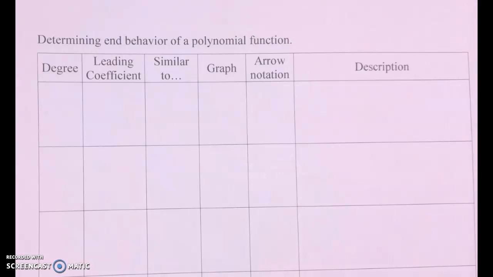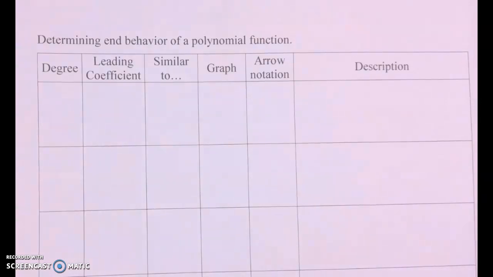Anytime that we're talking about polynomial functions, it's important to consider the end behavior. That means what happens to this function as it approaches negative infinity or positive infinity. And in order to determine end behavior, we look at the degree of the function, and it's not so much important what the number is, but we need to know if it's even or odd.